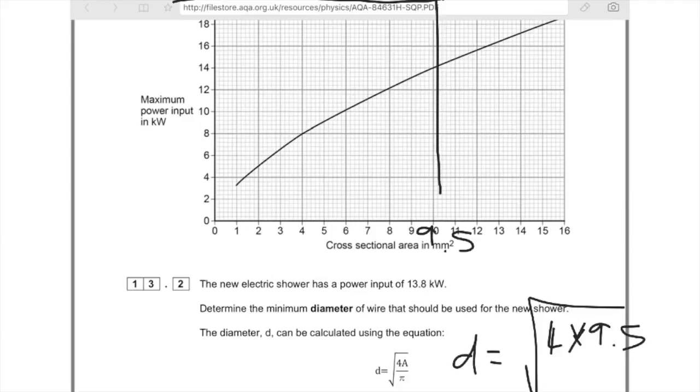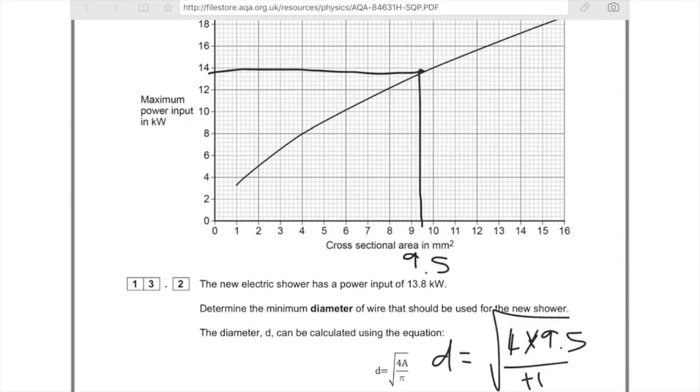So 4 times 9.5, which we pulled off the graph, divided by pi, and then when you pop that into your calculator, you should get, where is my calculator? So yeah, I popped that into my calculator and I got a value which is 3.5, which fits in the answers that they're allowing, so that's good.